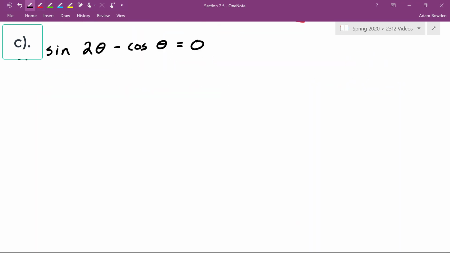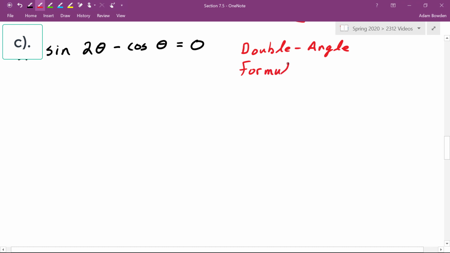Now we're going to look at this equation. Sine of 2 theta minus cosine theta is equal to 0. Now there's no factoring or anything like that going on at the start. And we do, though, have this sine of 2 theta, which is a little bit different. What we'll be able to do here is actually use the double angle formula for the sine of 2 theta.